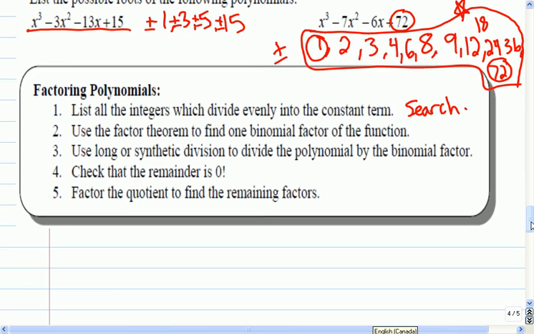Then what we have to do is use the factor theorem to see, is the number a factor? Okay, so is the number from our search going to be a factor? That's this step here. Okay, once we know the factor, so at this point, this is where the factor has been found, then we reduce it with hopefully synthetic division so that it goes quickly. And we can do this good step here of double checking ourselves. And then we factor the remaining values of the quotient.